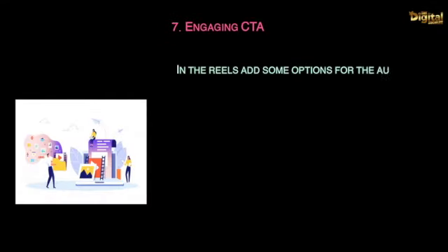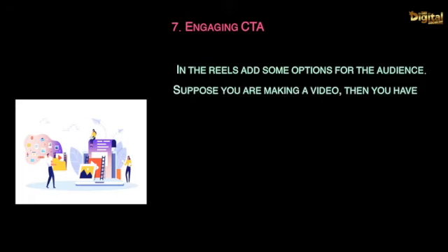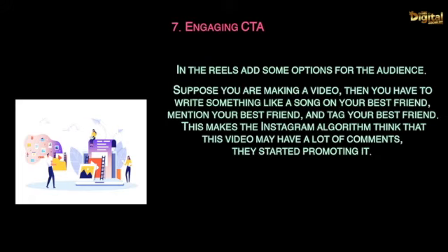7. Engaging CTA. In the Reels, add some options for the audience. Suppose you are making a video, then you have to write something like "a song for your best friend, mention your best friend, and tag your best friend." This makes the Instagram algorithm think that this video may have a lot of comments.